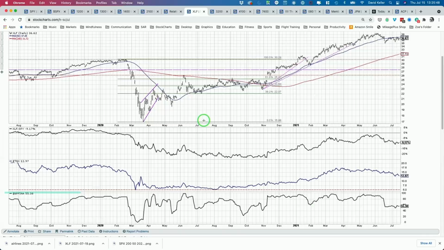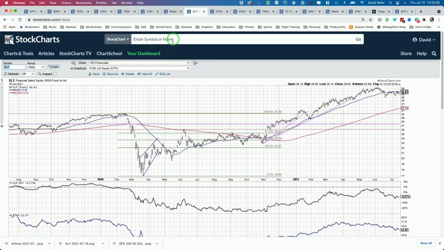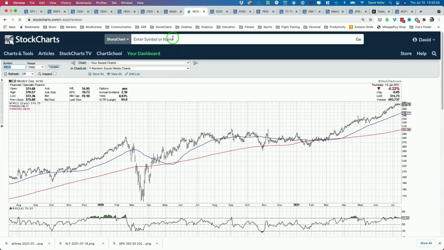This is the chart I would watch to get a read on financials. We only have a moment left, so I just want to hit on a couple key charts, and I will tell you there are charts within the financial sector. Remember, it's not just banks, it's not just JP Morgan and Goldman and others. There are a lot of different diverse businesses in there.